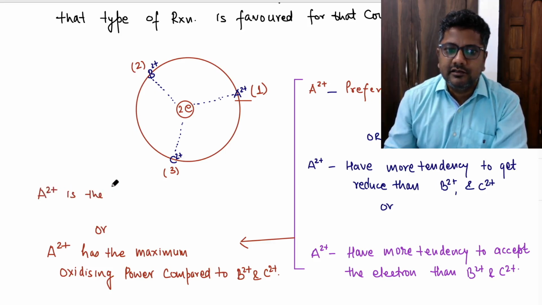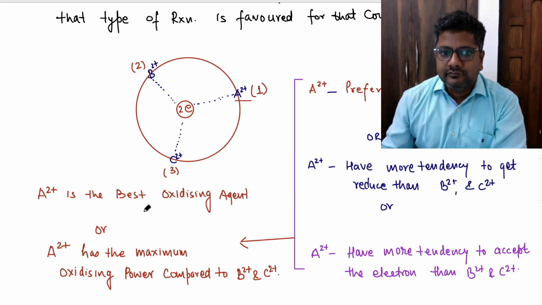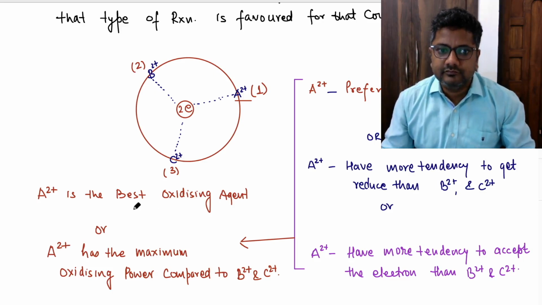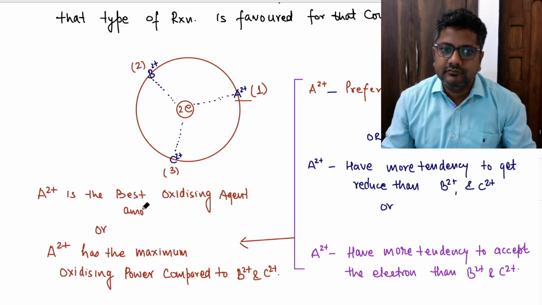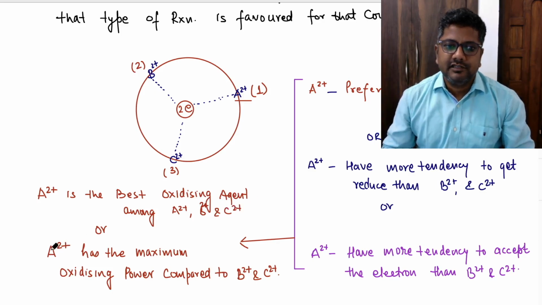A2 plus is the best oxidizing agent among A2 plus, B2 plus and C2 plus, right?